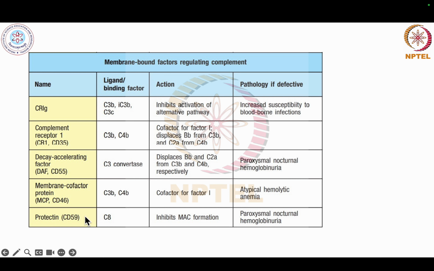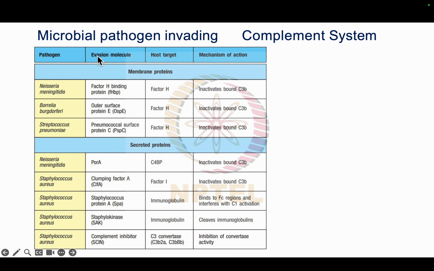And then again protectin, it inhibits MAC formation. So, microbial pathogens invading the complement system. There is a police system, but there will be some invasion by invaders. There are different pathogens, and there are evasion molecules associated with them. They target some host factors, and their mechanisms of action are there. It's very difficult to remember all these things, so just a few examples for you guys.